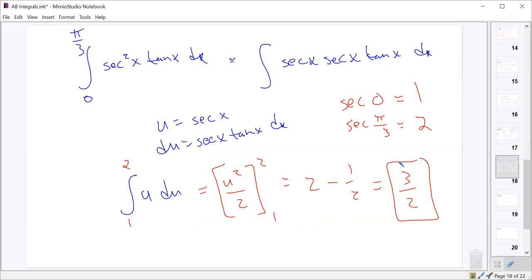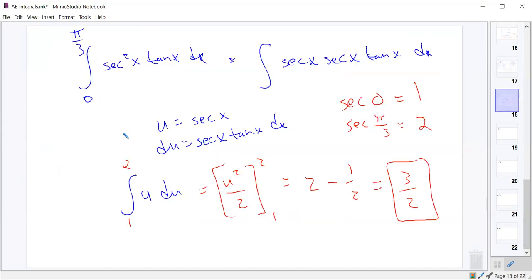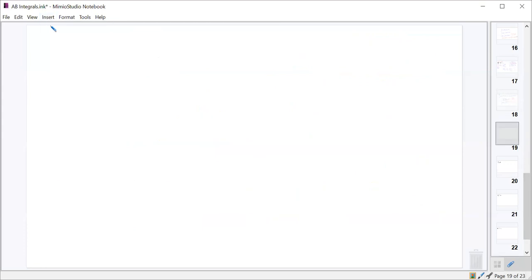And then one other thing that we might want to note here is that either way we did this, we ended up with u squared over 2, right? Suppose this was not a definite integral. Suppose it didn't have the limits on it. Suppose it was an indefinite integral. Could we have still done this substitution either way, with u equal to tangent or u equal to secant? Yeah, we should be able to, right? So let's take a look at that.